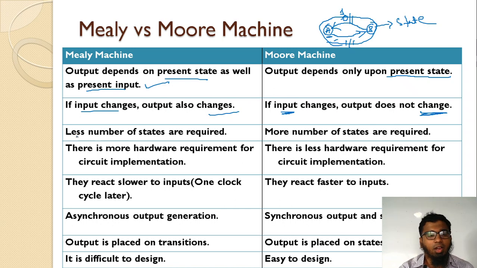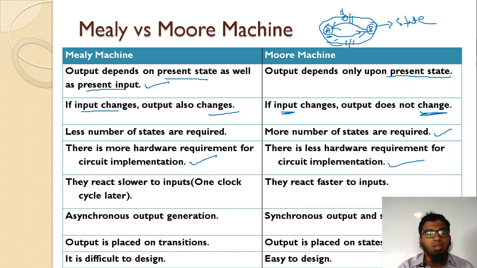Next, less number of states are required in Moore, and more number of states are required in Mealy. If it depends on the input as well, then more states are needed, and here fewer states are required. When we go with the Mealy machine, we have more hardware requirement for the circuit implementation. There is less hardware requirement for circuit implementation in the Moore machine.